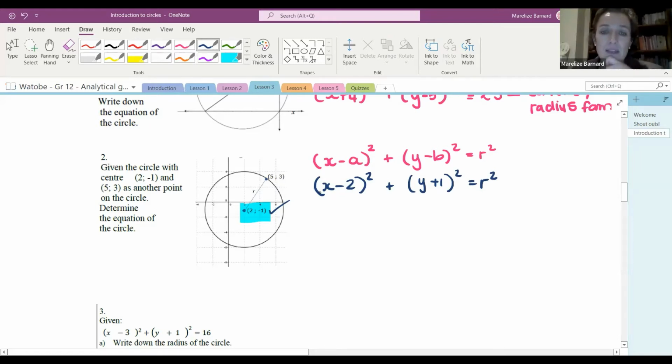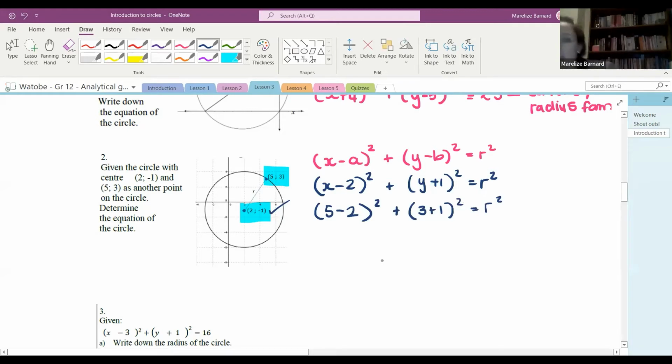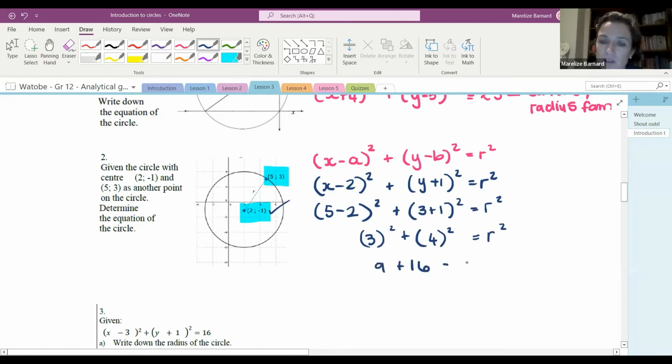I can sub in again for x and y because I have this other point on the circumference of the circle. So that point gives (5 minus 2) squared plus (3 plus 1) squared, and that's going to give me r squared. On my left-hand side, I only have numbers now to calculate. 5 minus 2 is 3 squared, 3 plus 1 is 4 squared, and that gives me r squared. So 9 plus 16 is r squared. So r squared is 25.